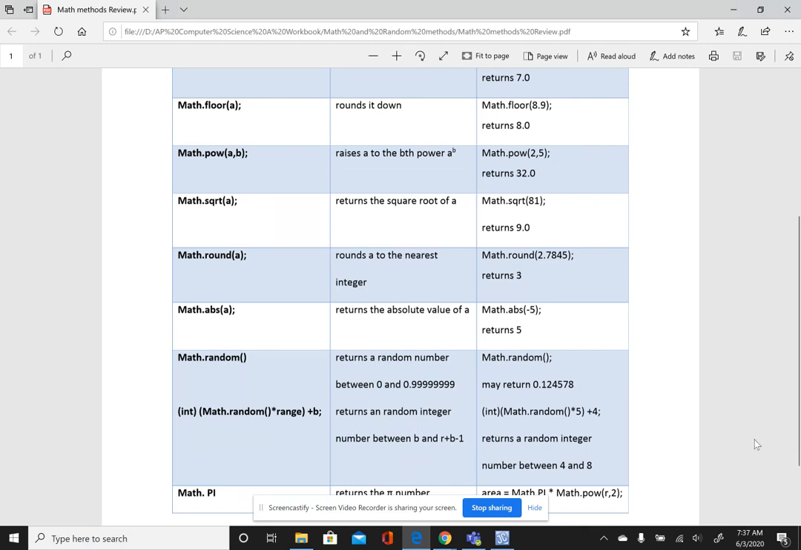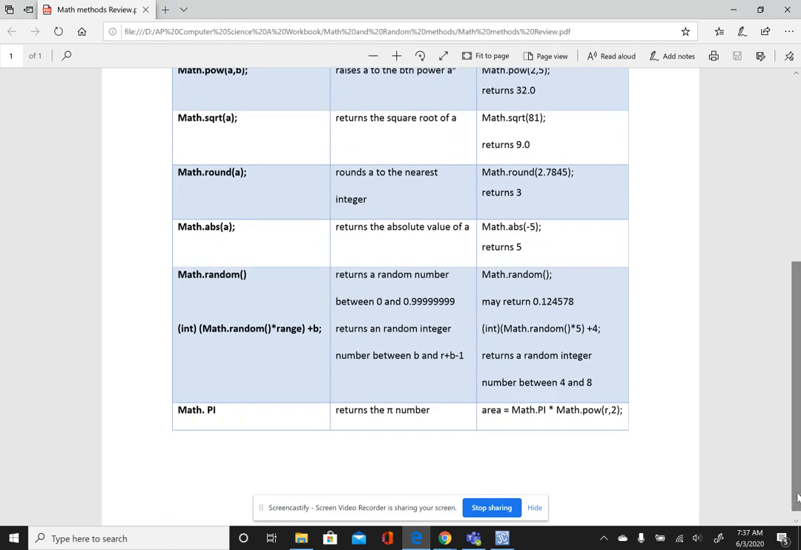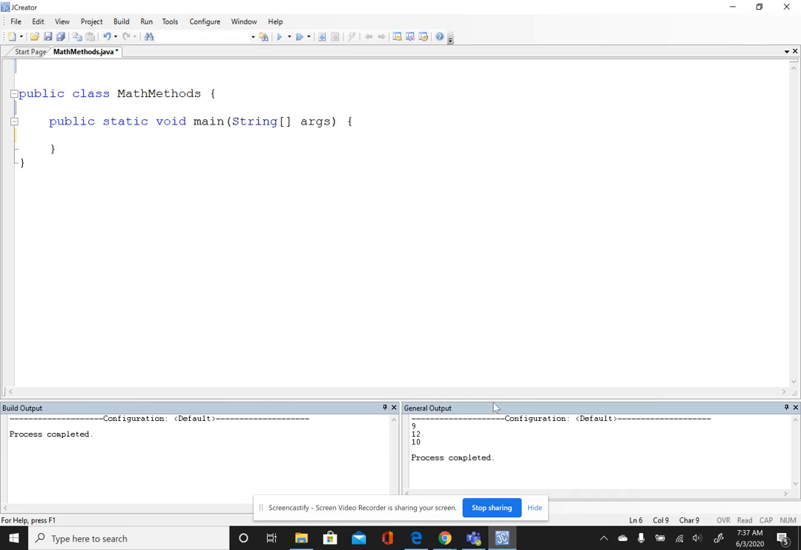And then finally, we have math.pi. Math.pi is not a method, it's a number. It returns the pi number. So let's have some examples here. Let's say I want to print the highest of two values. I'm going to use math.max, let's say 4, 9. The highest of these two is 9, so when you run the program, it should return 9.